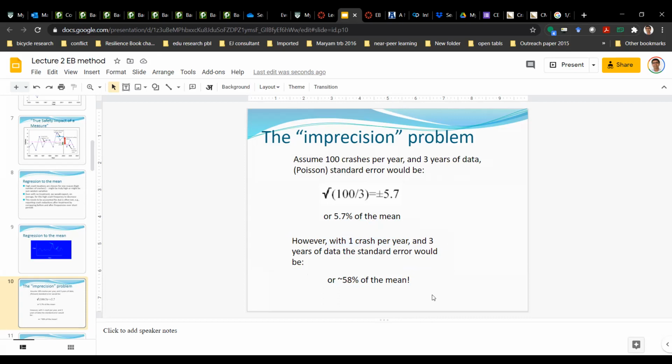And that 58% is really too high. And that's the second problem. So regression to the mean was one problem, and having very small sample sizes that lead to such a large amount of error relative to the mean is another problem. Obviously, you want locations with fewer crashes. Fewer crashes are good. But when you have fewer crashes, you run into this problem of imprecision.